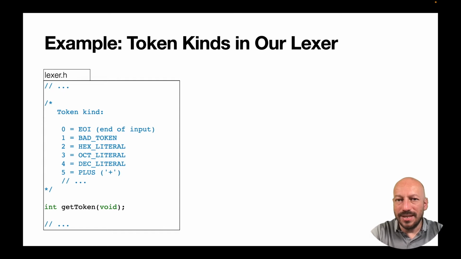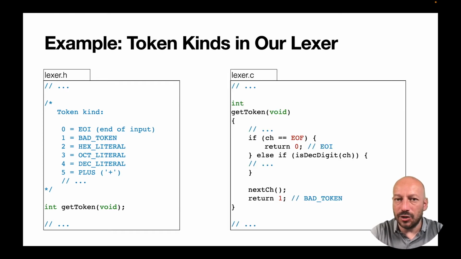It returns an integer value, and currently 0 means the end of input is reached, 1 means a bad token is found, and so on. And we just specify these meanings of certain values in the comment next to this declaration. And hopefully this comment and this meaning that we communicate to users of this function is consistent with the implementation.